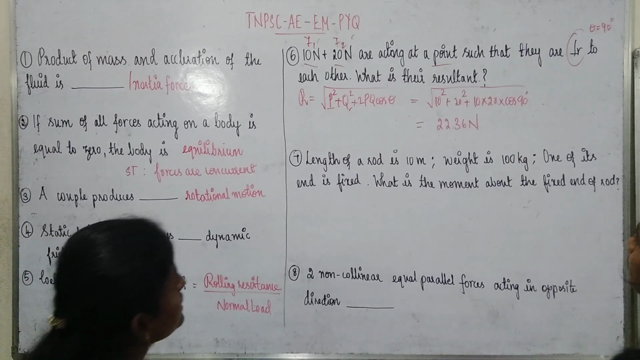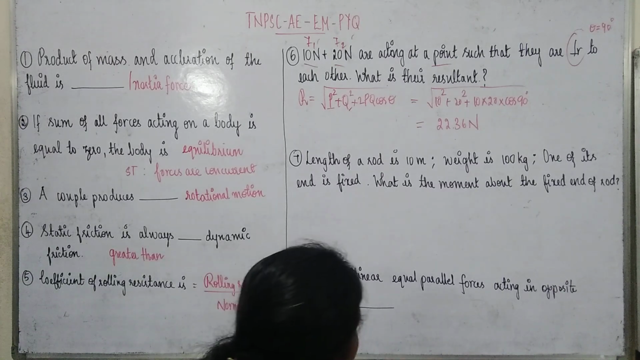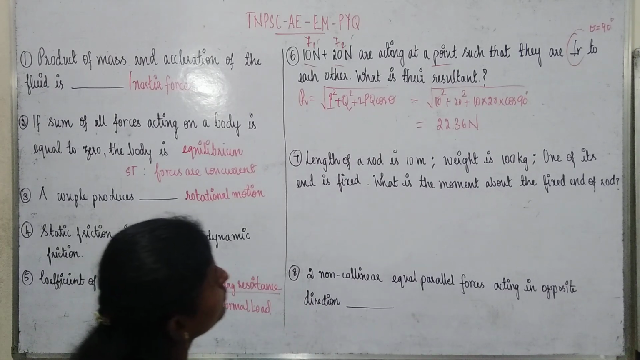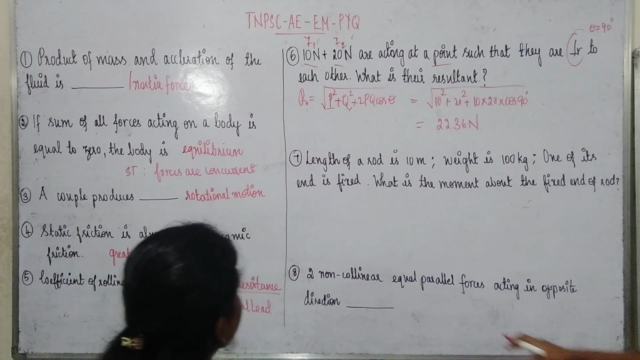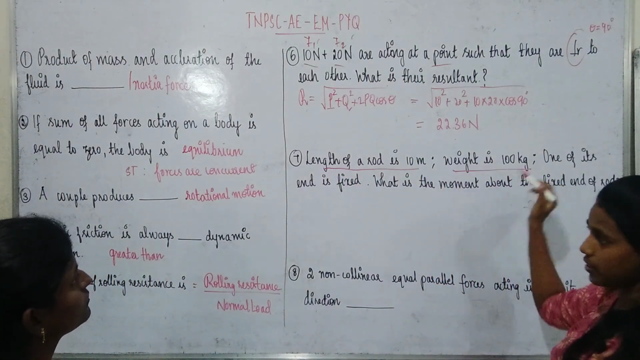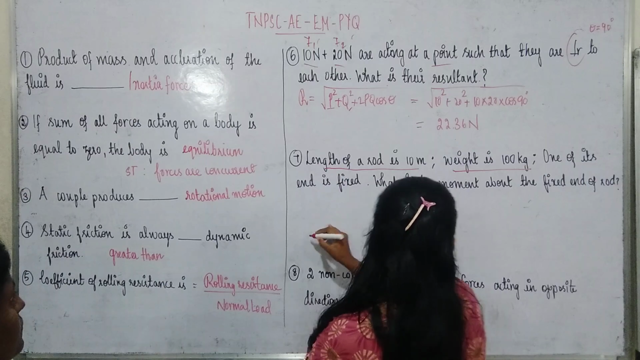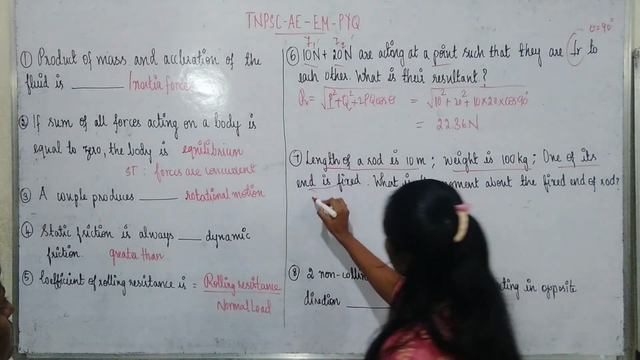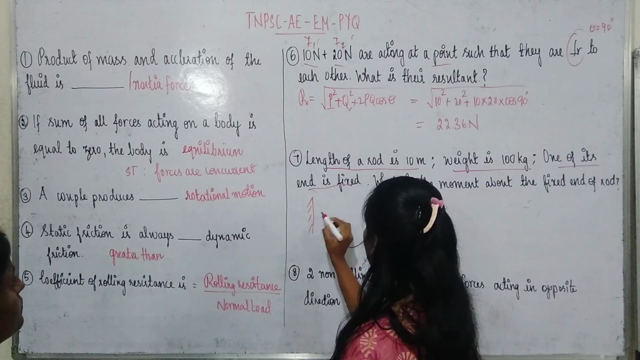Okay, next question. Length of the rod is 10 meter. Weight is 100 kg. One of its end is fixed. What is the moment about the fixed end of the rod? So we have seen that the length of a rod is 10 meter and the weight is 100 kg. So we will give a diagrammatic representation, and another condition is one of its end is fixed. So the end of the rod is fixed here to the wall.